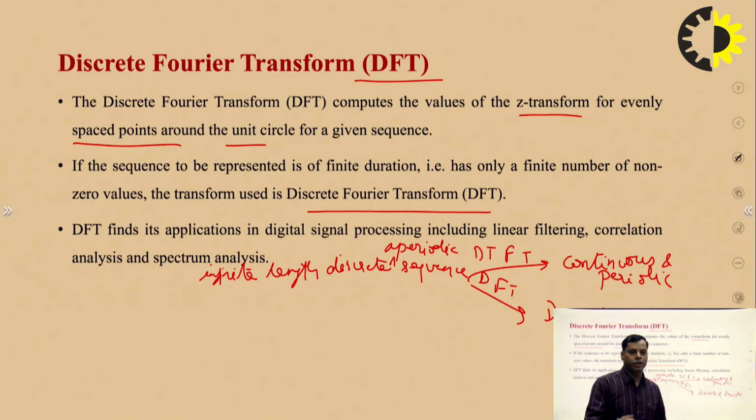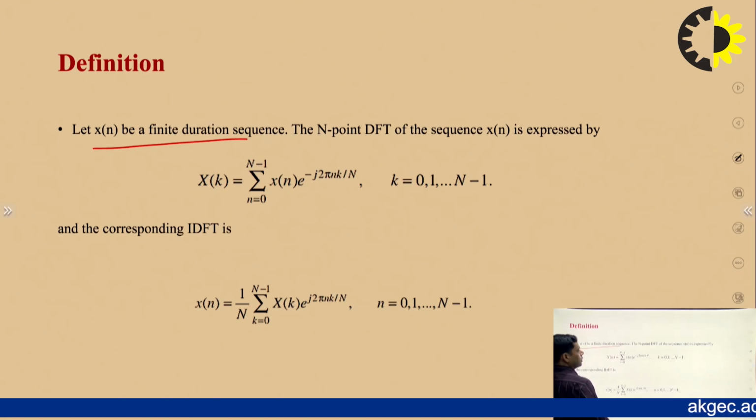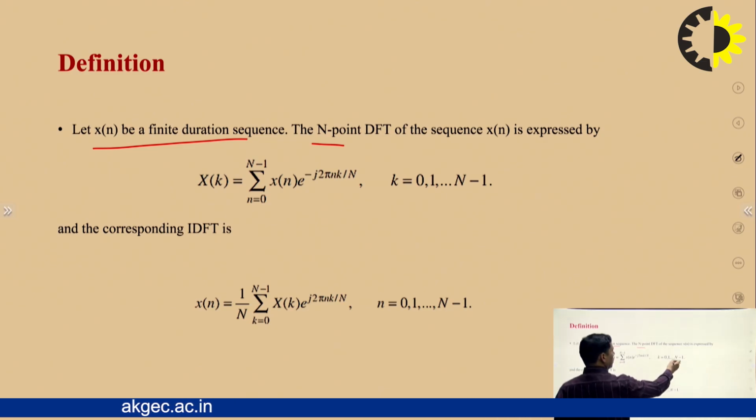So, this is the difference between the DFT and the DTFT if we are performing the Fourier transform operation of any input sequence. So, from the definition, let x of n be a finite duration sequence, the N point DFT of the sequence x of n is expressed by X of k is equal to summation of n is equal to 0 to N minus 1 x of n e raised to power minus j 2 pi n k upon N, where k is ranging from 0 to N minus 1.